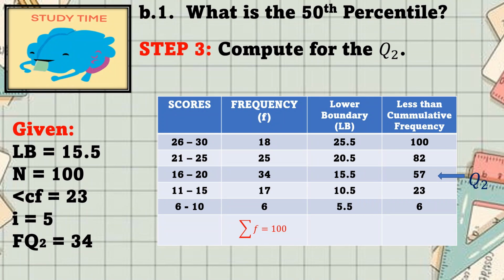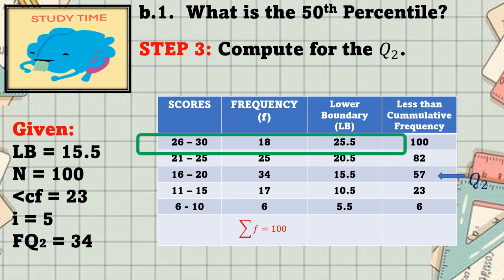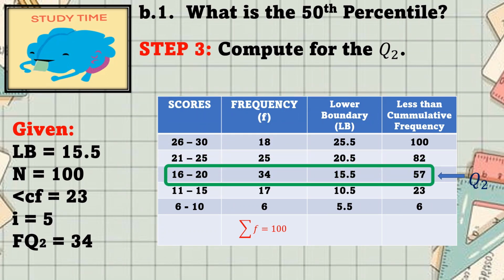Next, step 3 is to compute for the quartile 2. So, since we already identified the location of our quartile 2, which is in our 16 to 20 class interval, we can now identify the given. Our lower boundary will be 15.5. Our n is 100. Our less than cumulative frequency will be 23. Our I will be 5. And the frequency of our quartile 2 is 34.